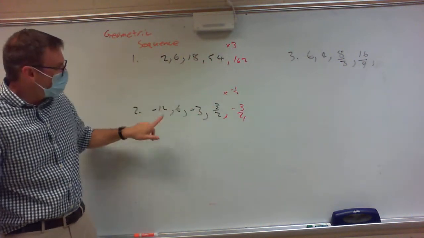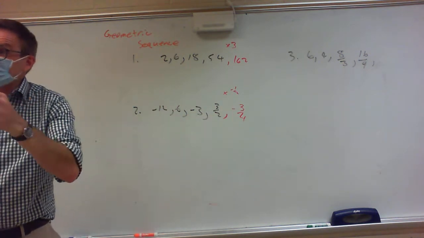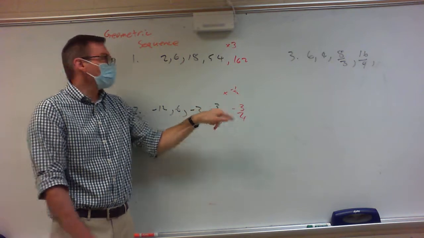So when you're multiplying, anytime you see the signs alternate, like it's negative, positive, negative, positive, negative, positive, that's a big clue that you're multiplying by a negative number.